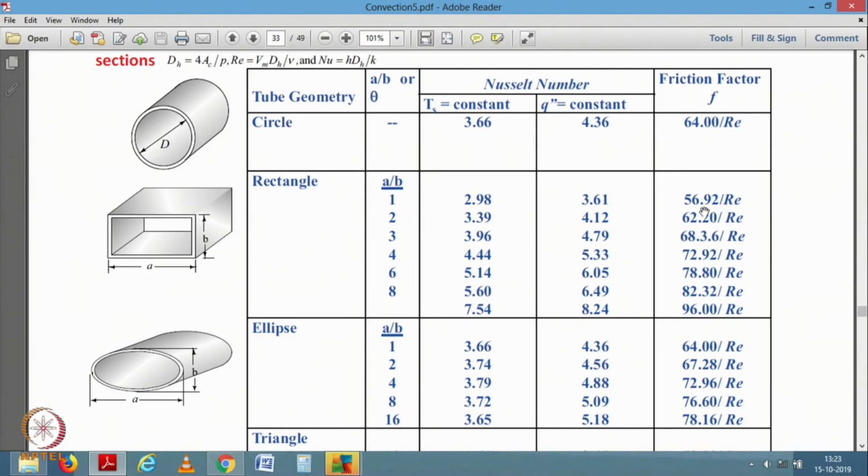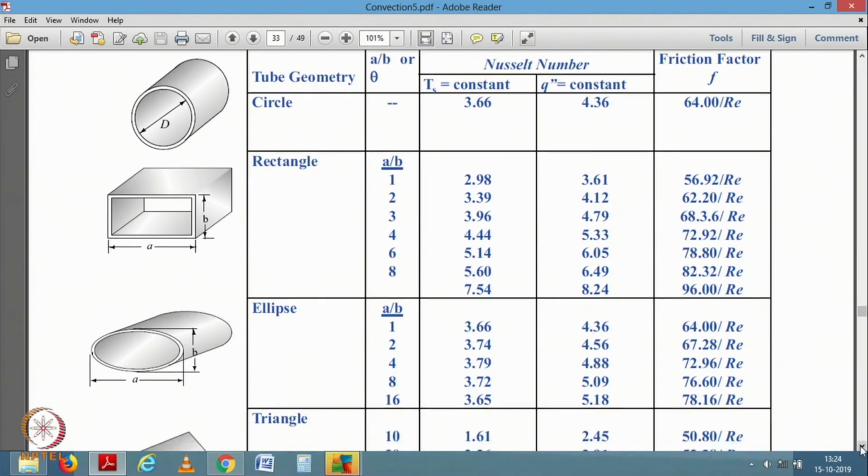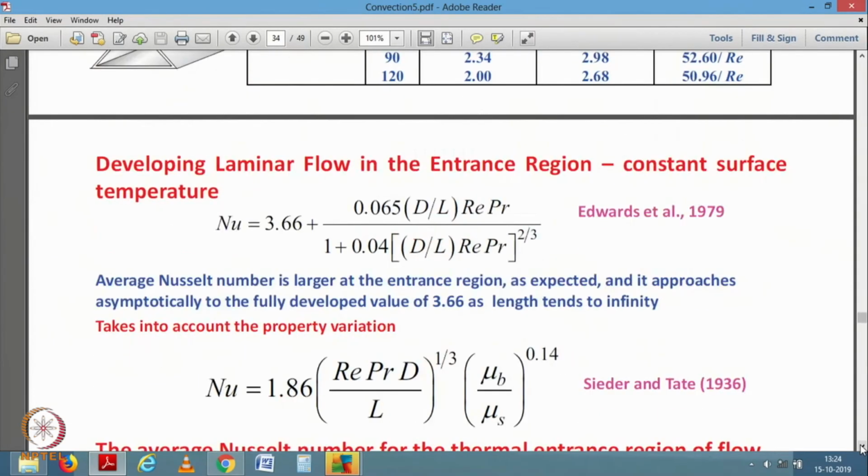For a parallel channel you get 96 by Re, for a square channel you get 56.92 by Re. If you are talking of an ellipse, whose ratio of the major to minor axis, if it is 1, it is a circle, you get 64 by Re again, same as this. If you are talking of an ellipse which is very thin, the ratio goes up to 78.16. Now, based on this we have this table for other geometries.